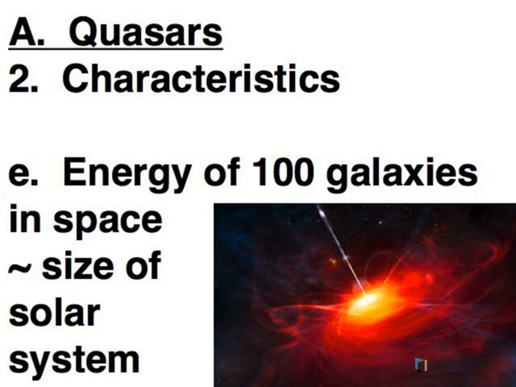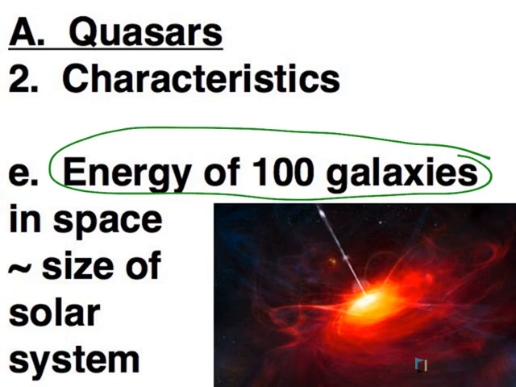So the amount of energy coming out, all that X-ray, ultraviolet, visible light, radio waves, we're getting energy of 100 galaxies, but something the size of the solar system. So it's still really, really mysterious. What the heck are these things that we are calling a quasar?